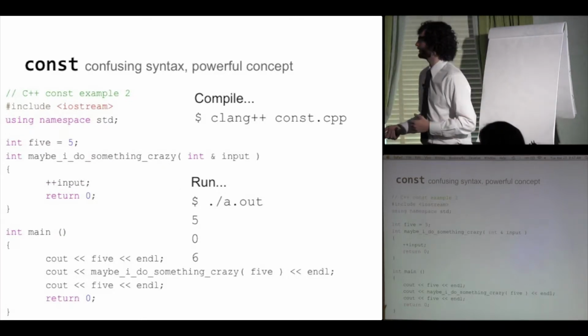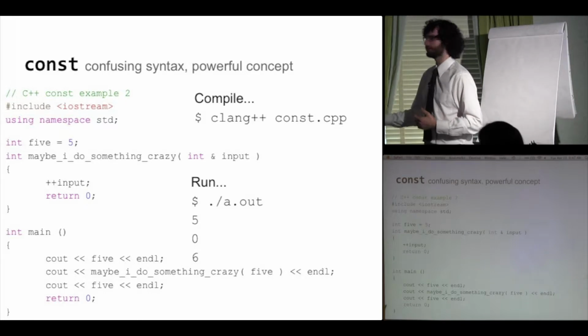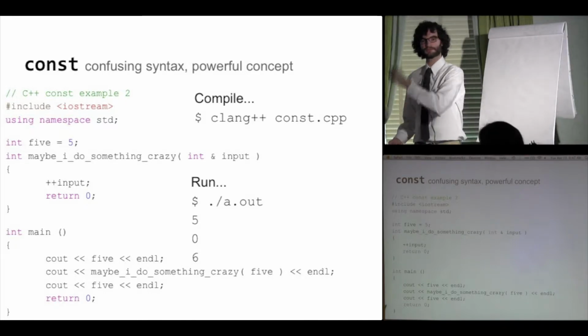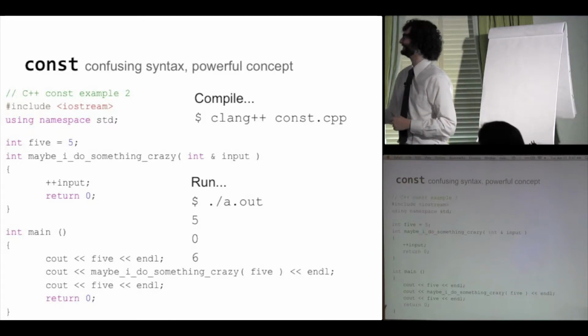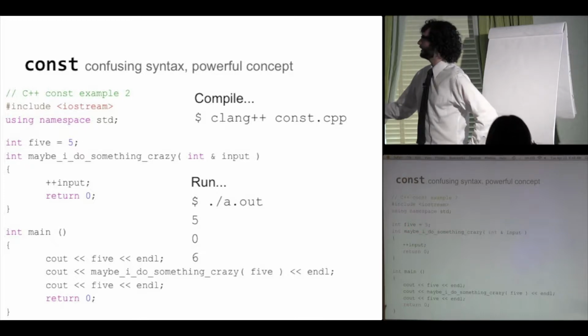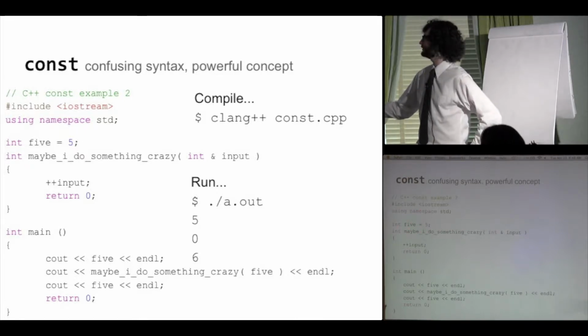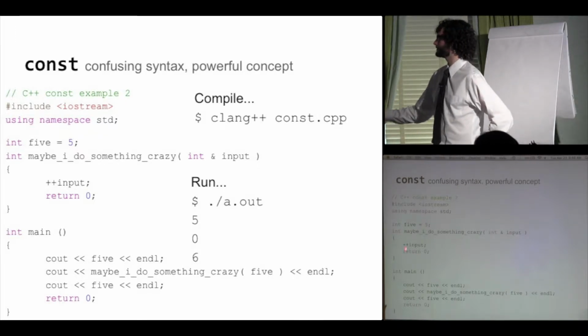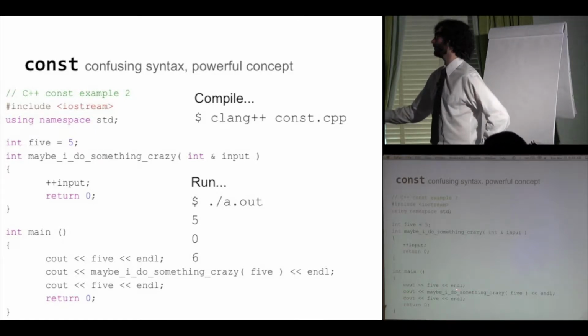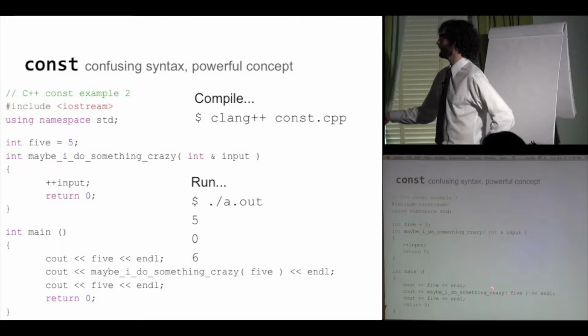OK, so now let's look at another example. This, again, is a full C++ program. If you have the slides, you can just copy and paste this into a text file, and it'll run. Or will it? So here we have an integer, I'm just calling it 5 again. And we have this function that returns an int, called maybeIDoSomethingCrazy, and it takes a reference to an integer. From the perspective of this main function, we're going to print 5, then print the result of maybeIDoSomethingCrazy, and then print the variable again.